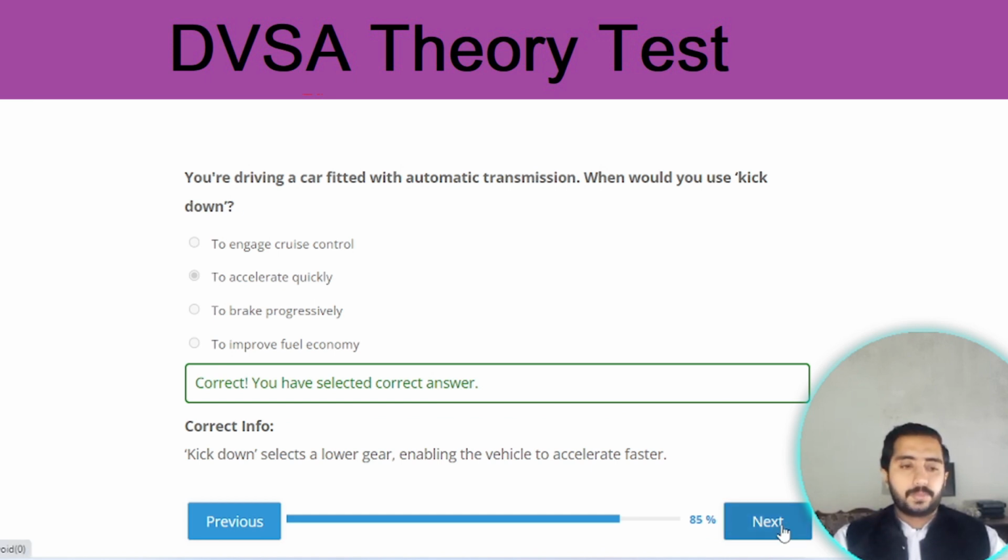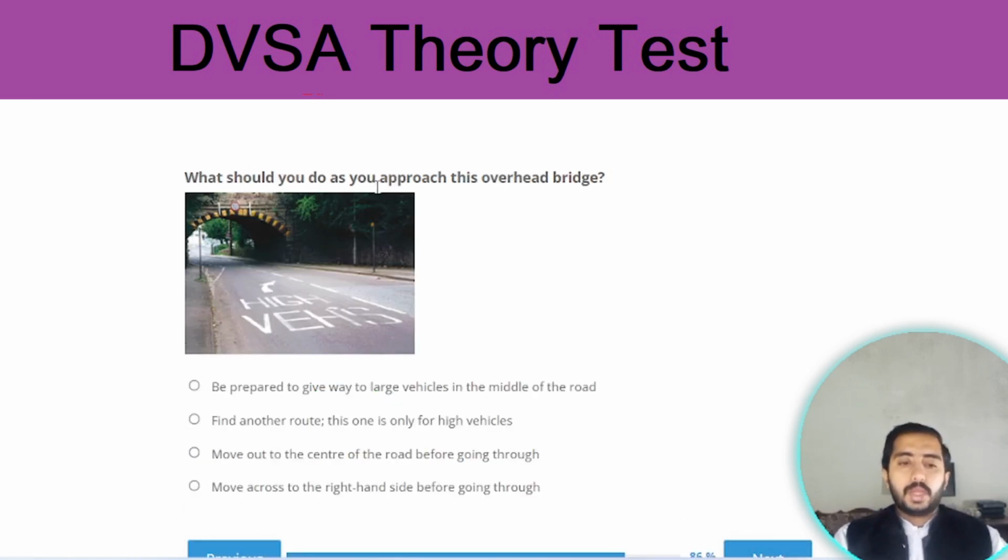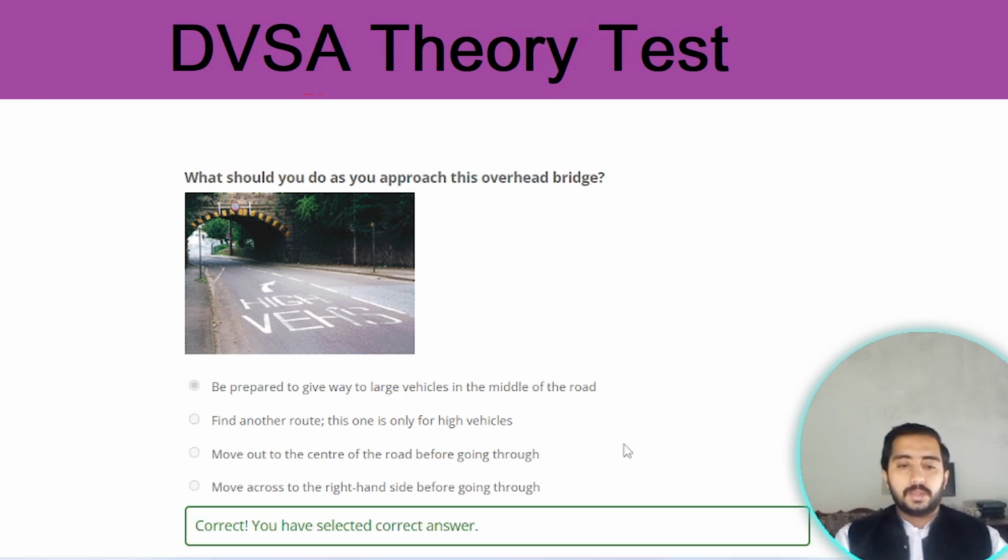Next question. What should you do as you approach this overhead bridge? You should be prepared to give way to large vehicles in the middle of the road. Option A is the correct one. Next one.